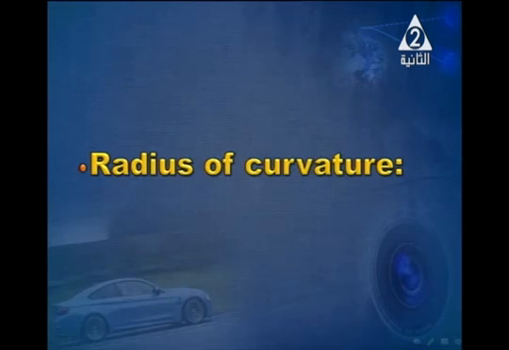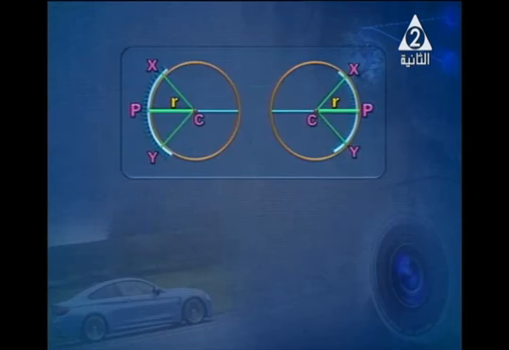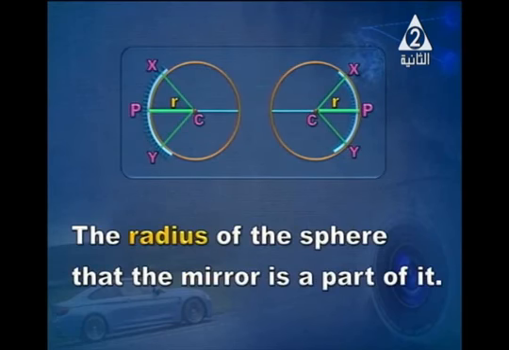Number 2, the concept of the radius of curvature. It is the radius of the sphere that the mirror is a part of. From the drawing, we see that the radius is the distance between C and X, or C and P, or C and Y. They are the radius of curvature.